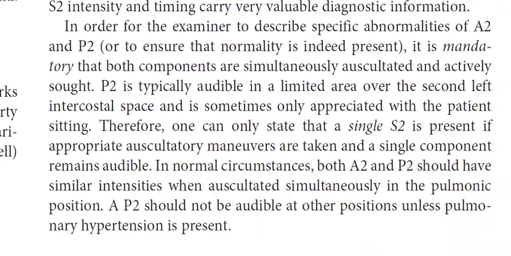In order for the examiner to describe specific abnormalities of A2 and P2 or to ensure that normality is indeed present, it is mandatory that both components are simultaneously auscultated and actively sought. P2 is typically audible in a limited area over the second left intercostal space and is sometimes only appreciated with the patient sitting. Therefore, one can only state that a single S2 is present if appropriate auscultatory maneuvers are taken and a single component remains audible.